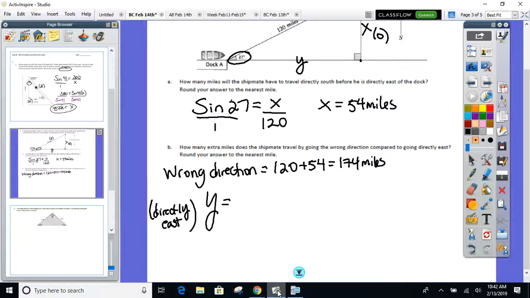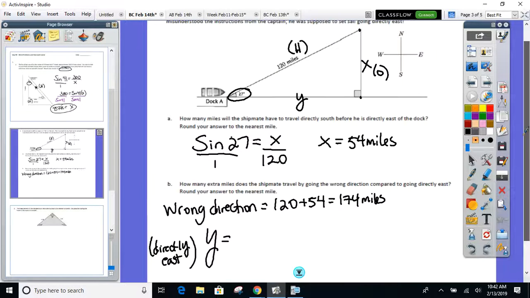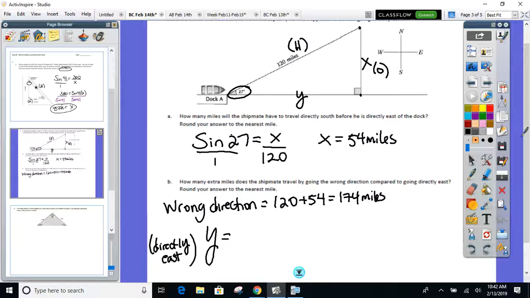Just make sure. 68? Well, I kept the full number for number A, all the decimals. No, are you giving me this distance or are you giving me the final answer? No, I just want this distance. I just want going east. That's all I want. Going east.